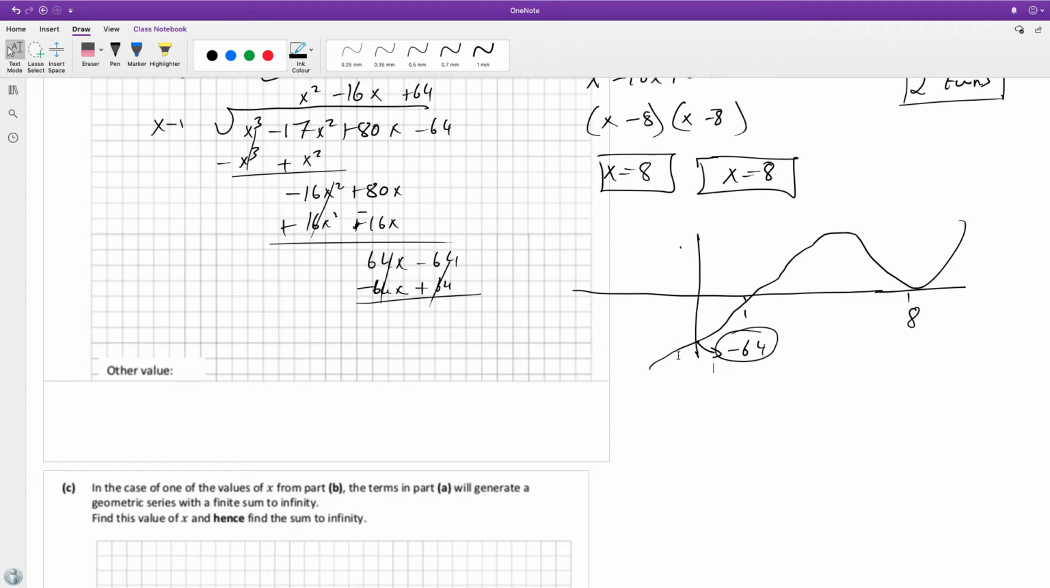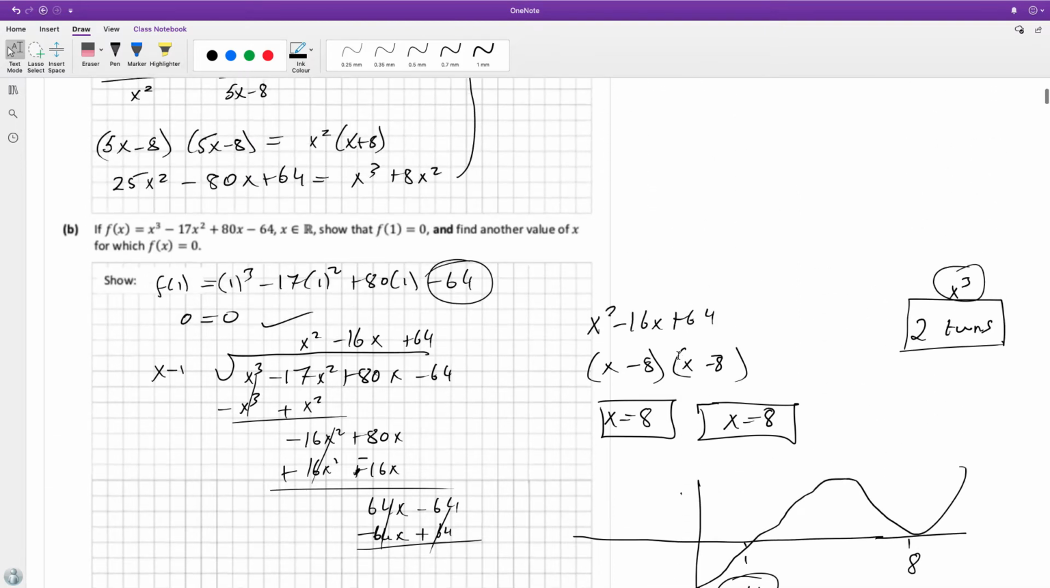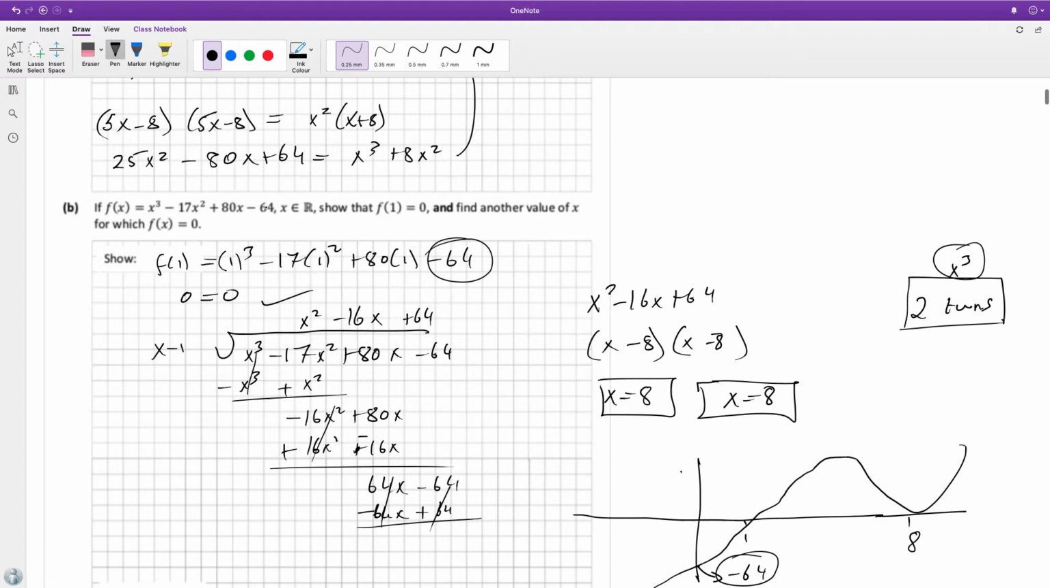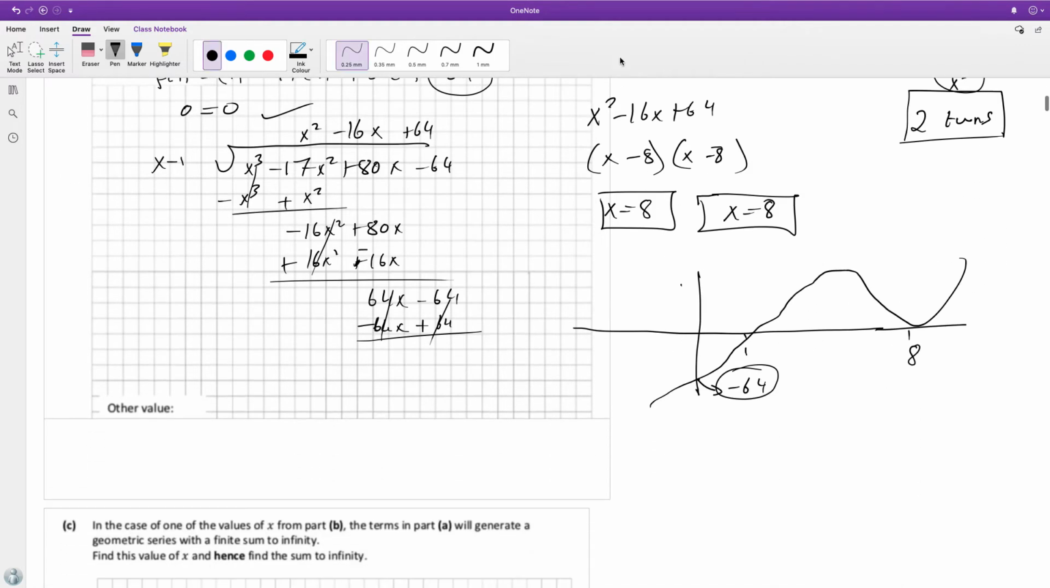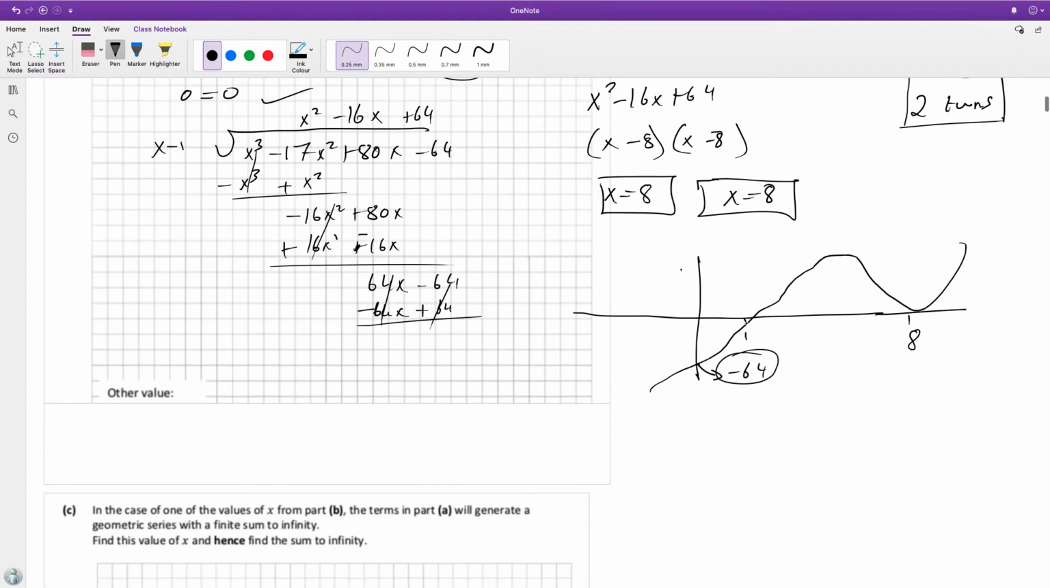It is important, they have been asked you to draw a rough sketch of that before. Last number tells you where it cuts the y-axis, which is minus 64. We know 1 is a root, so it goes through it at 1. And we know it has another turn in it, so it cuts. We know it touches 8. Right.